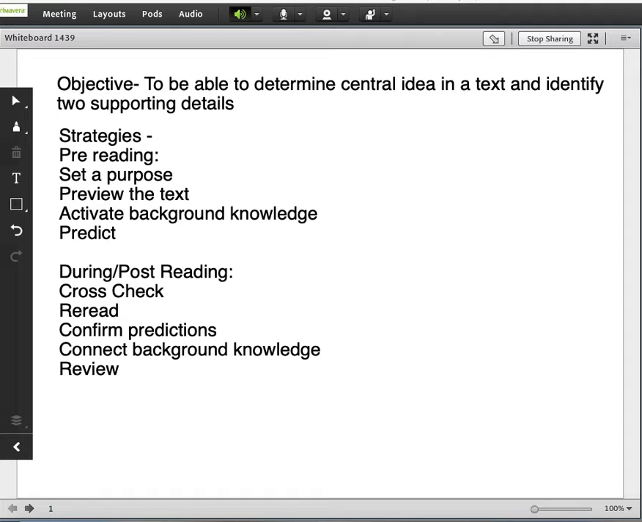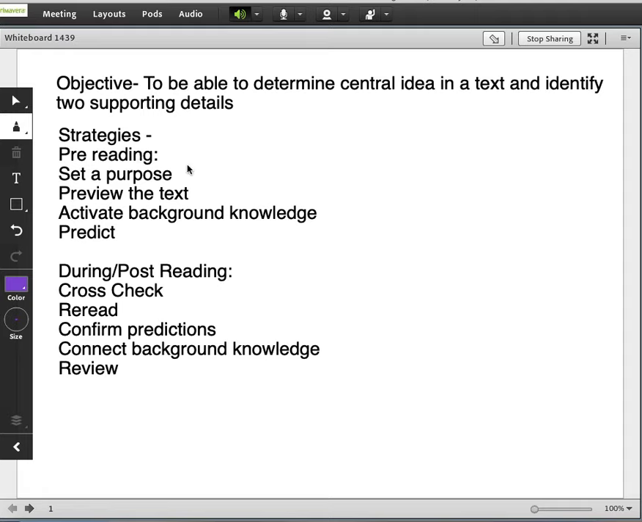It says strategies for pre-reading. The first one says set a purpose. Obviously, a lot of times, especially if it's in school, you're assigned a purpose. You know you're reading for a specific reason. So, for example, when I go to bed at night, I read my book for fun, and my purpose is really just to entertain and to relax.